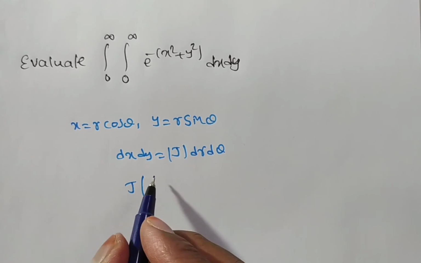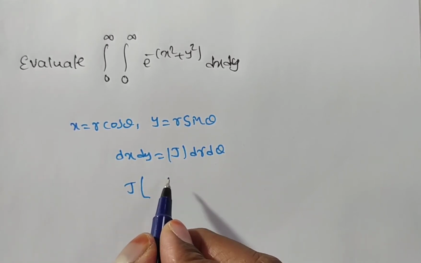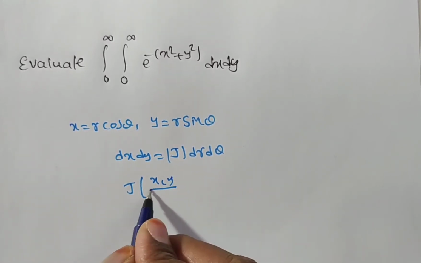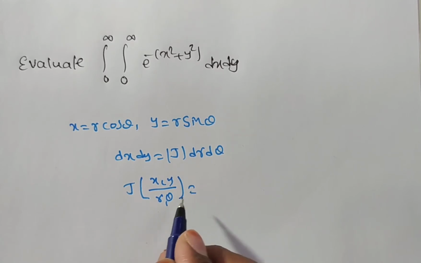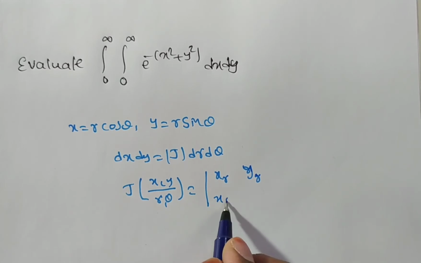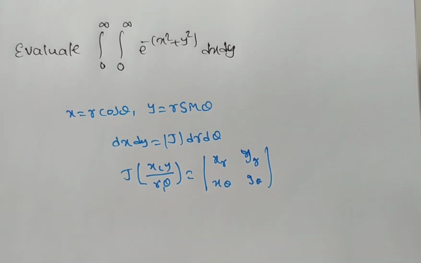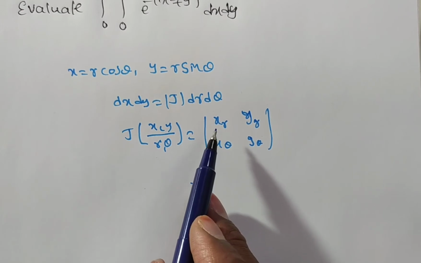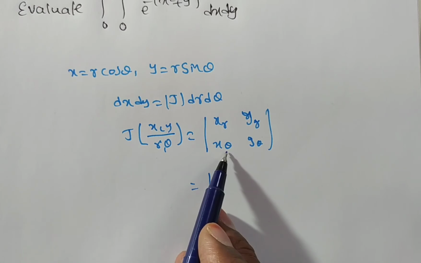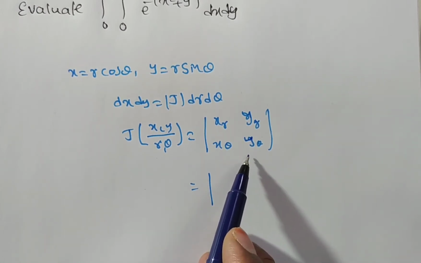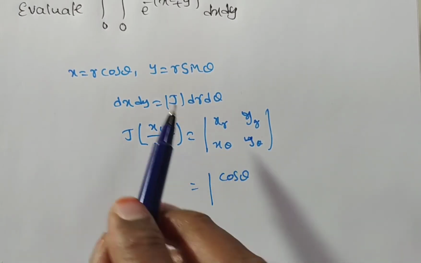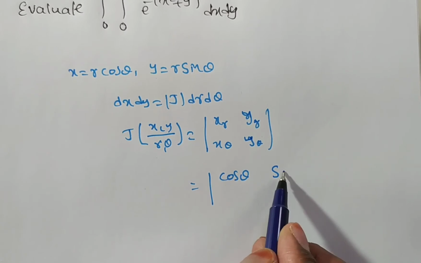The Jacobian is a transformation from one variable to another variable. Here we have the variables x, y and we are changing into r, theta. It gives the Jacobian, that is x with respect to r, y with respect to r, x with respect to theta, y with respect to theta. That is, x_r is dou x by dou r, y_r is dou y by dou r, x_theta is dou x by dou theta, y_theta is dou y by dou theta. Differentiating x with respect to r, what do we have? Cos theta. Next, y with respect to r gives sin theta.